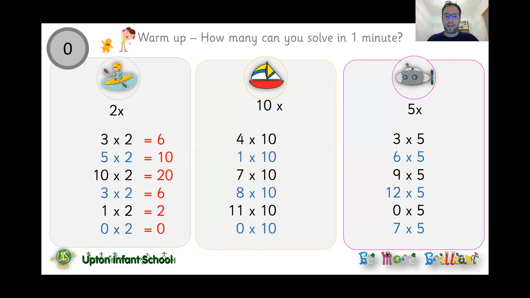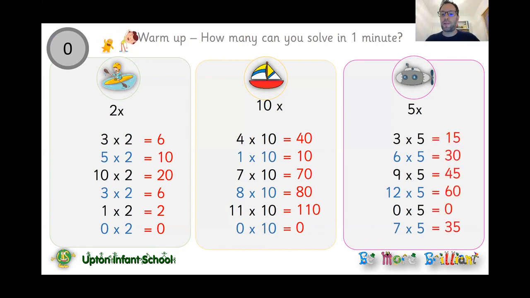On to the 10 times facts. 4 times 10 is 40, 1 times 10 is 10, 7 multiplied by 10 is 70, 8 tens are 80, 11 lots of 10 is 110, and 0 times 10 is 0. On to the 5 times table facts. 3 5s are 15, 6 times 5 is 30, 9 multiplied by 5 is 45, 12 lots of 5 is 60, 0 times 5 is 0, and 7 times 5 is 35.